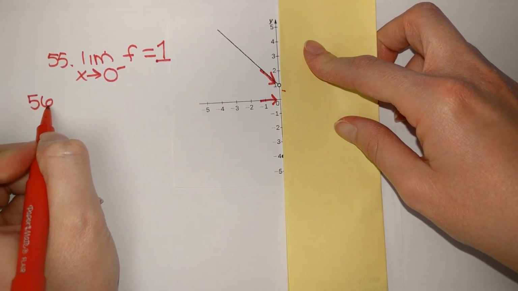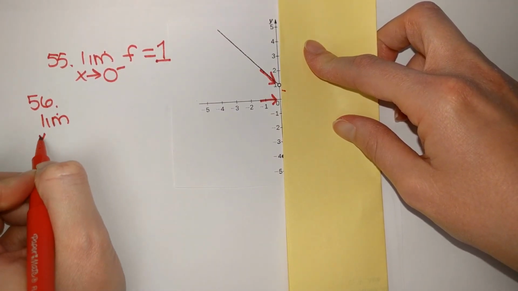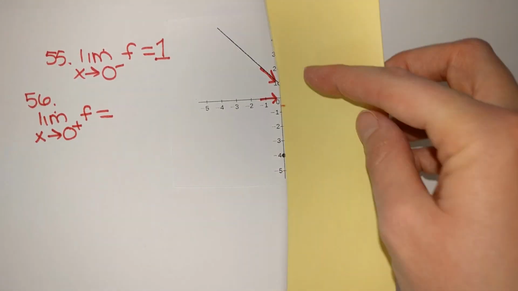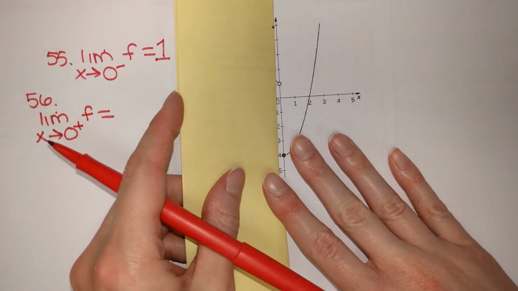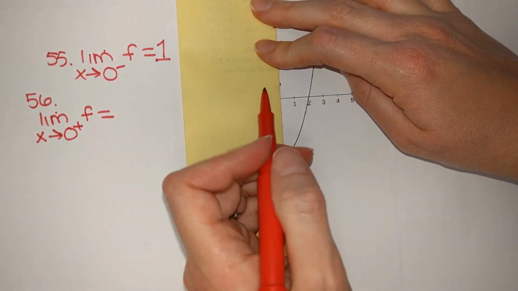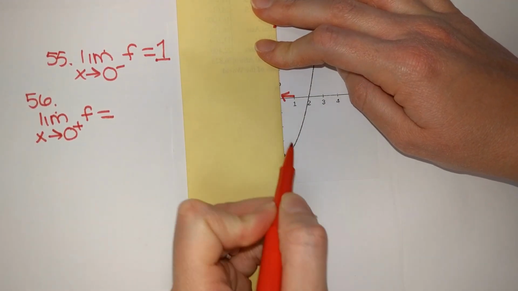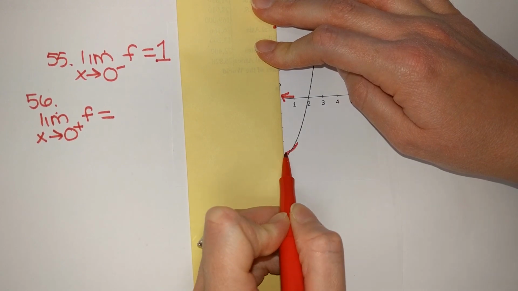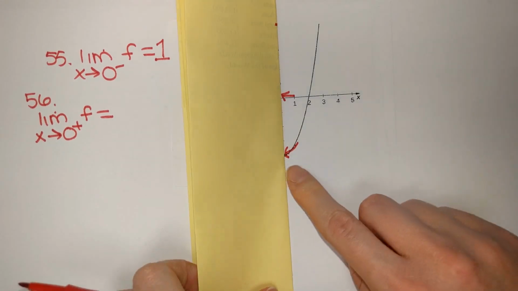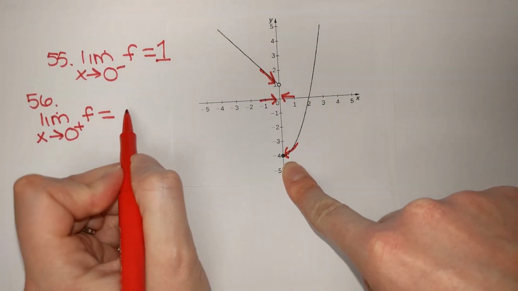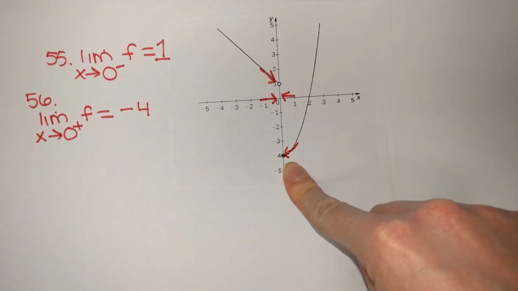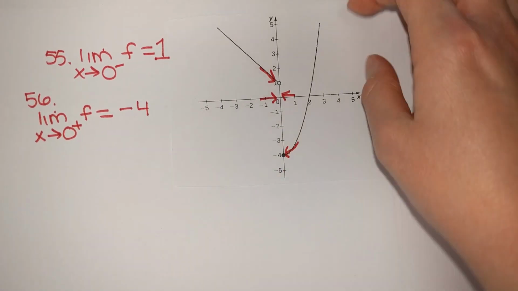Now, for number 56, they ask us for the limit from the right-hand side. So we cover the opposite side. If we're coming in from the right, we're going to cover the left. So we just see this portion of the graph. As x goes to 0, our little function values are marching down towards this point right here. So that point corresponds to a y value of -4. And so that tells us that our right-hand side limit is going to be -4.